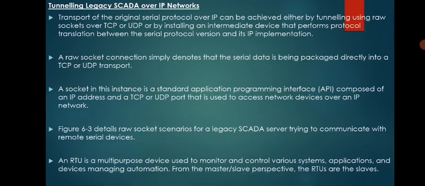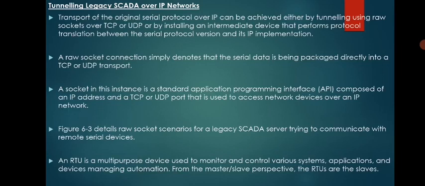It is just like a supplement, an intermediate broker we are using in that process. Okay, we'll go through this. The transport of the original serial protocol over IP can be achieved by tunneling using raw sockets. So this is the first variety. In today's class we'll be discussing the raw socket over TCP or UDP. This is the first idea for how we can perform tunneling for legacy SCADA over IP.